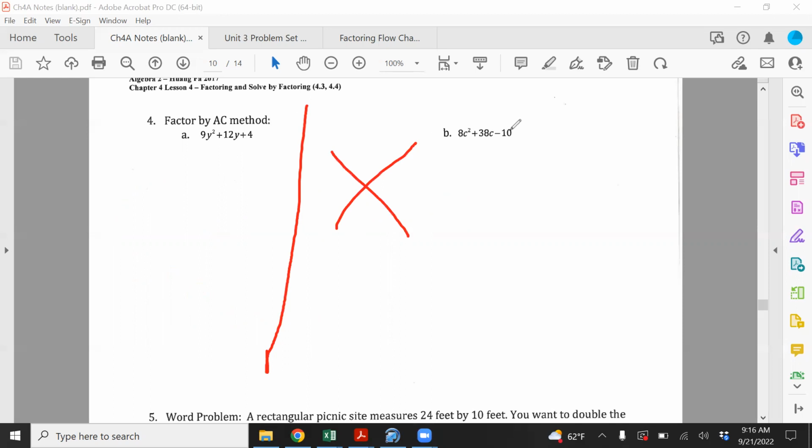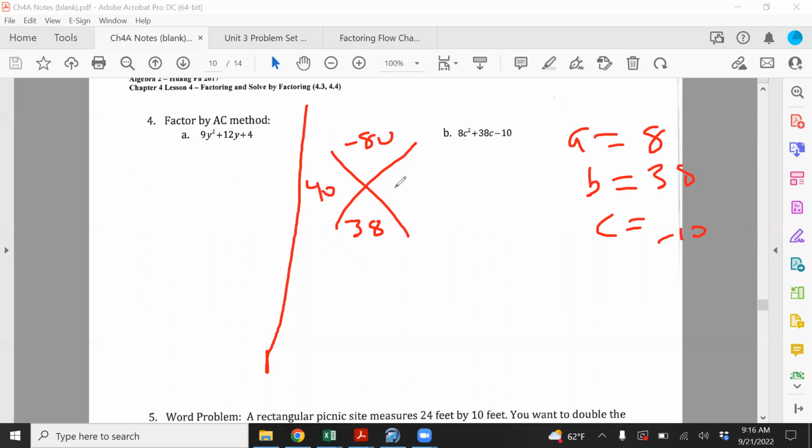8c squared plus 38c minus 10. What are a, b, c here? 8, 38, negative 10. So you get negative 80 up top and 38 down below. It shouldn't be too bad. What 2 numbers multiply to negative 80? Go, AJ. 40 and negative 2.